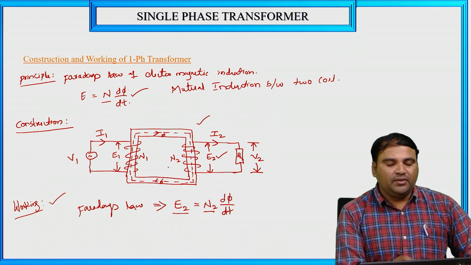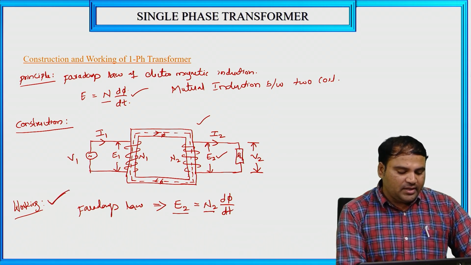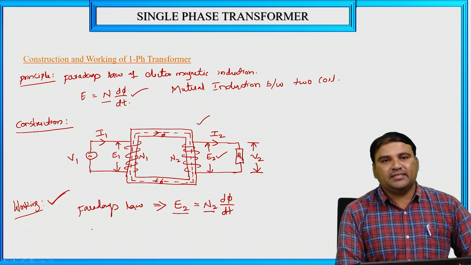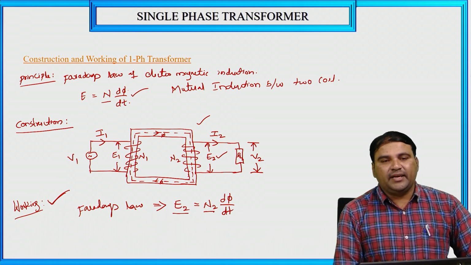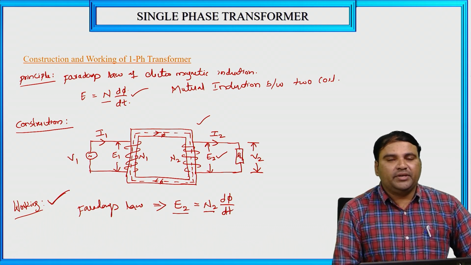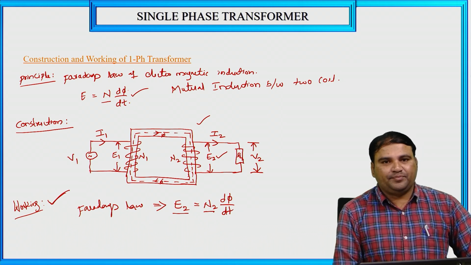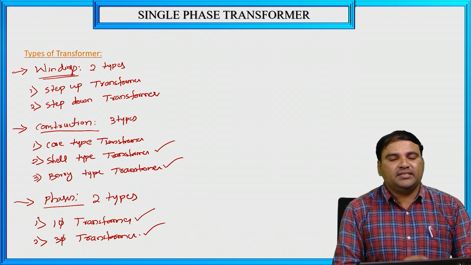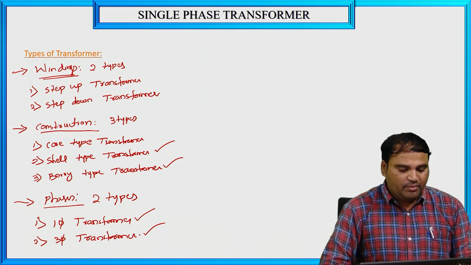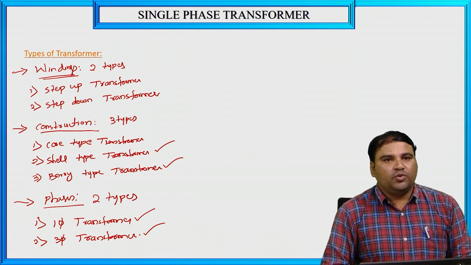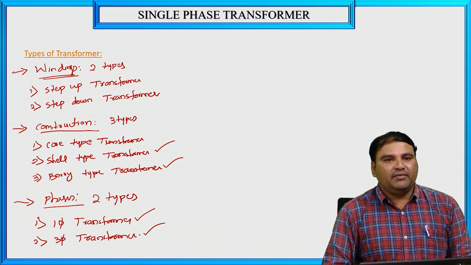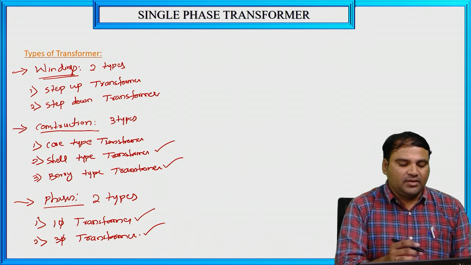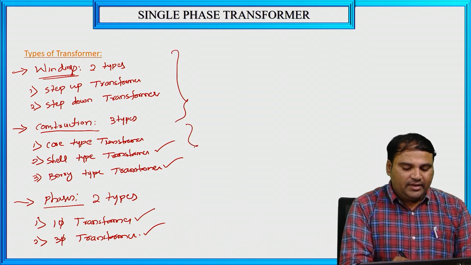Right? Now here working, we have already discussed the working. According to Faraday's law, we will get the EMF in the secondary side, that is E2 is equal to N2 into d phi divided by dt. Okay, so here we are having the different types. It depends on the windings: step up transformer and step down transformer. And from the construction point of view, core type, shell type, and berry type transformers are there. And depends on the phases, we are having the single phase transformer and the three phase transformer. So these all are different types of the transformers.